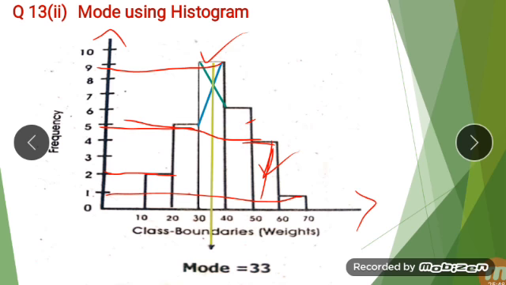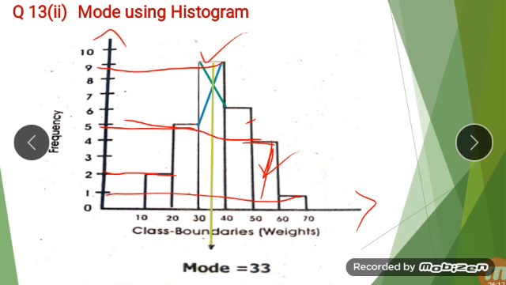The point where this perpendicular line touches the x-axis, you have to observe that value. That value is the mode. So if you use the graph paper, then you can count 30, 31, 32, 33. The mode will be 33. If there is a little difference like 33.3 or 33.9, it doesn't matter. But you must have the correct scale for the histogram. All the rectangles should be of equal width, and the height depends on the frequencies. So here is the mode.